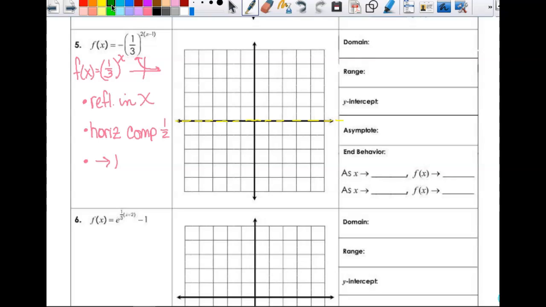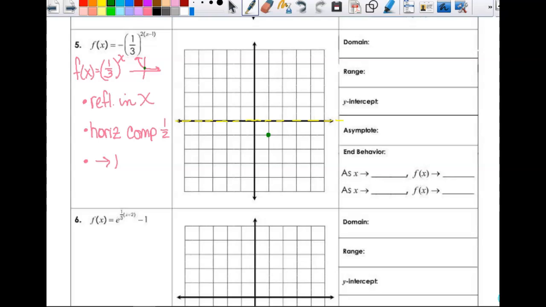All right, let's walk through this together. So I'm going to start with 0, 1. Put my pencil here. I'm going to reflect it in the x-axis, ends up right here. Horizontal compression by 1/2, nothing happens. I go to the right one. So that should be one of your points. 1, -1. Do we agree with that point? Want that one on there? Okay.